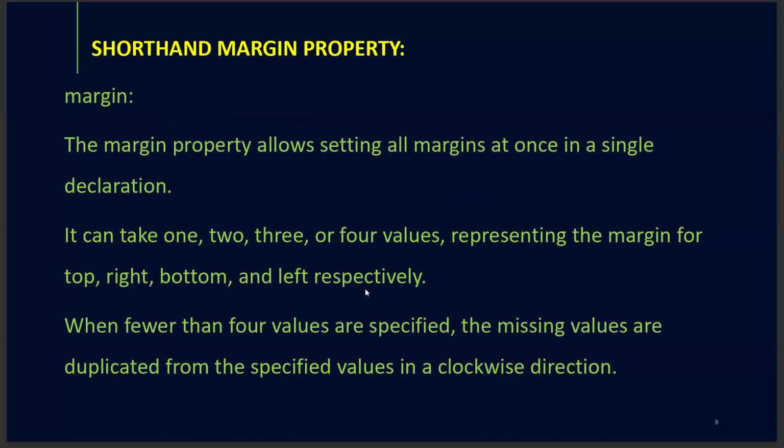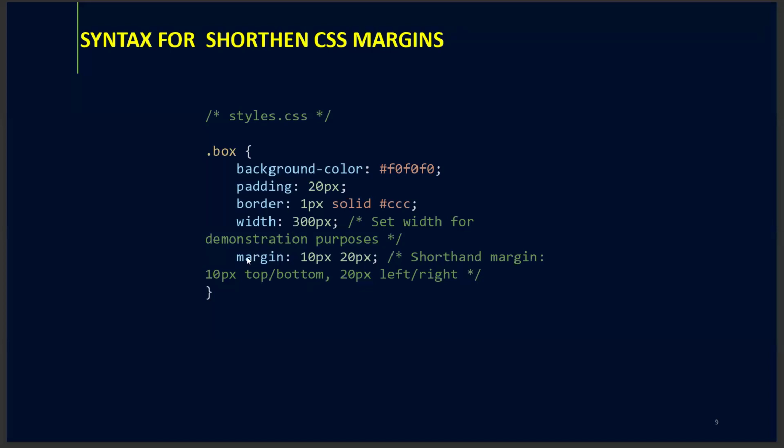The margin property allows setting all the margins at once in a single declaration. So how can we represent that? You just write the word margin, then 10px and 20px. What it means here is that the 10px is for top and bottom, and the 20px is for left and right. And that's how you implement the shorthand margin in CSS.